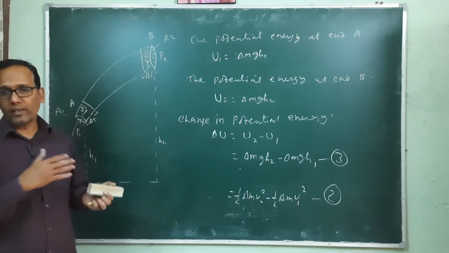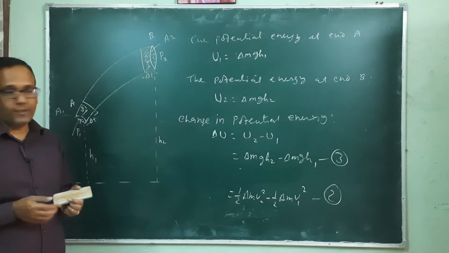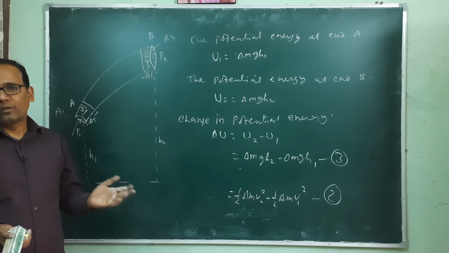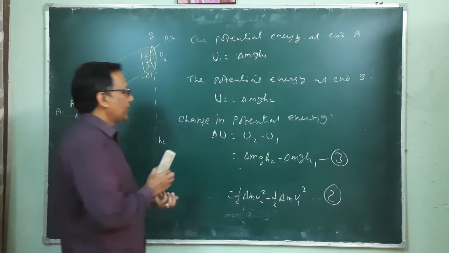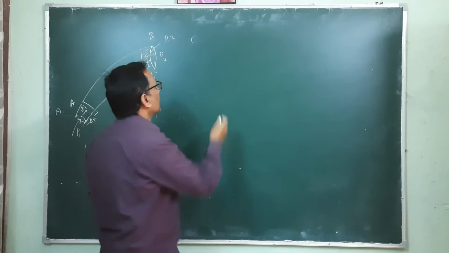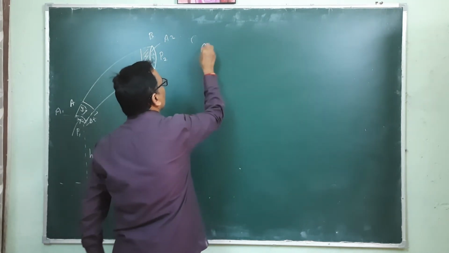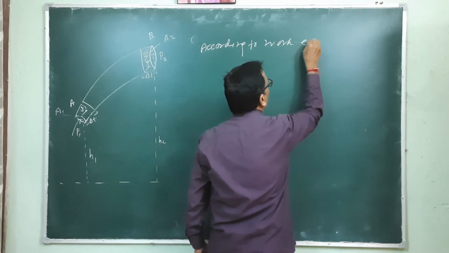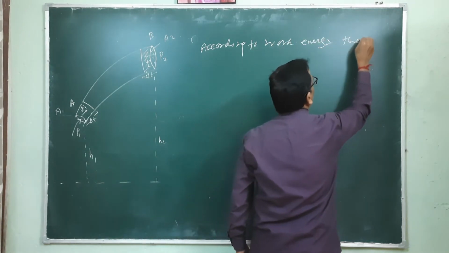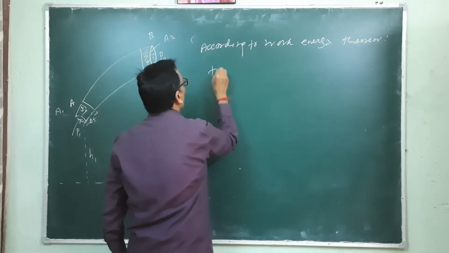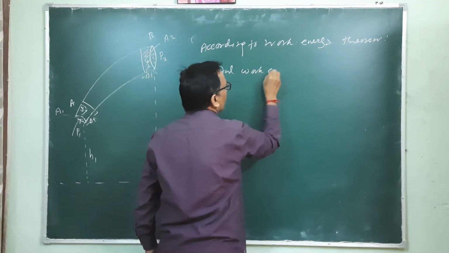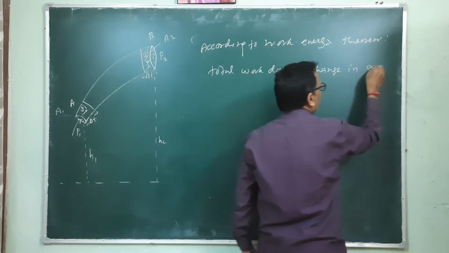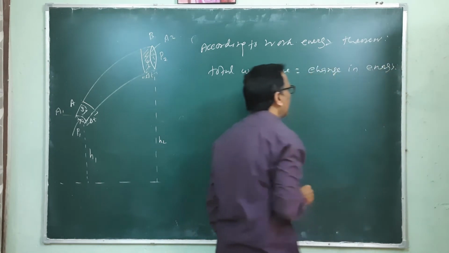Okay, so the work done on this fluidic system is converted into kinetic energy as well as potential energy. So we can now use the work energy theorem. According to the work energy theorem, the total work done on the system is equivalent to the change in its energy, and that energy is in the form of kinetic and potential energy.